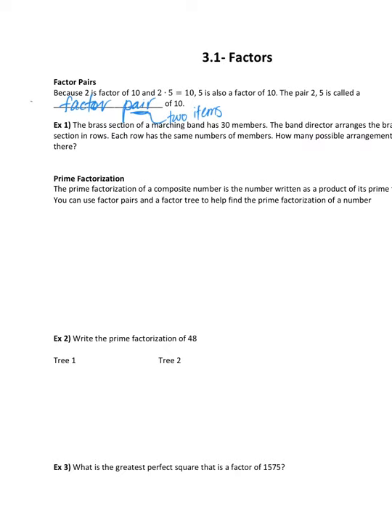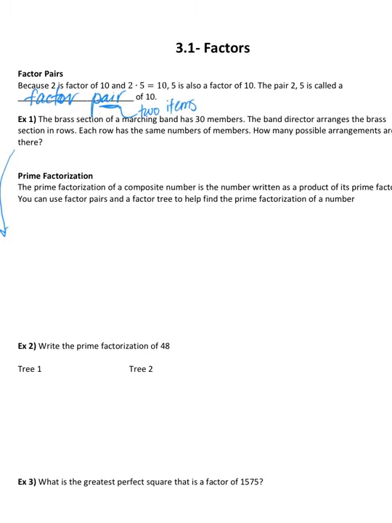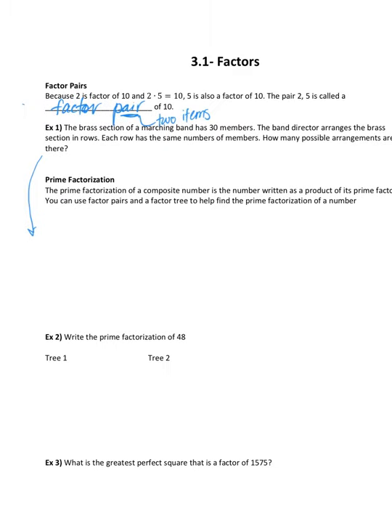So we're going to run through example 1 together here. I really don't have a lot of room, so I'm probably going to have to do a little bit of work down here. The brass section of a marching band has 30 members. The band director arranges the brass section in rows. Each row has the same number of members. How many possible arrangements are there? For this, we're going to use factor pairs.